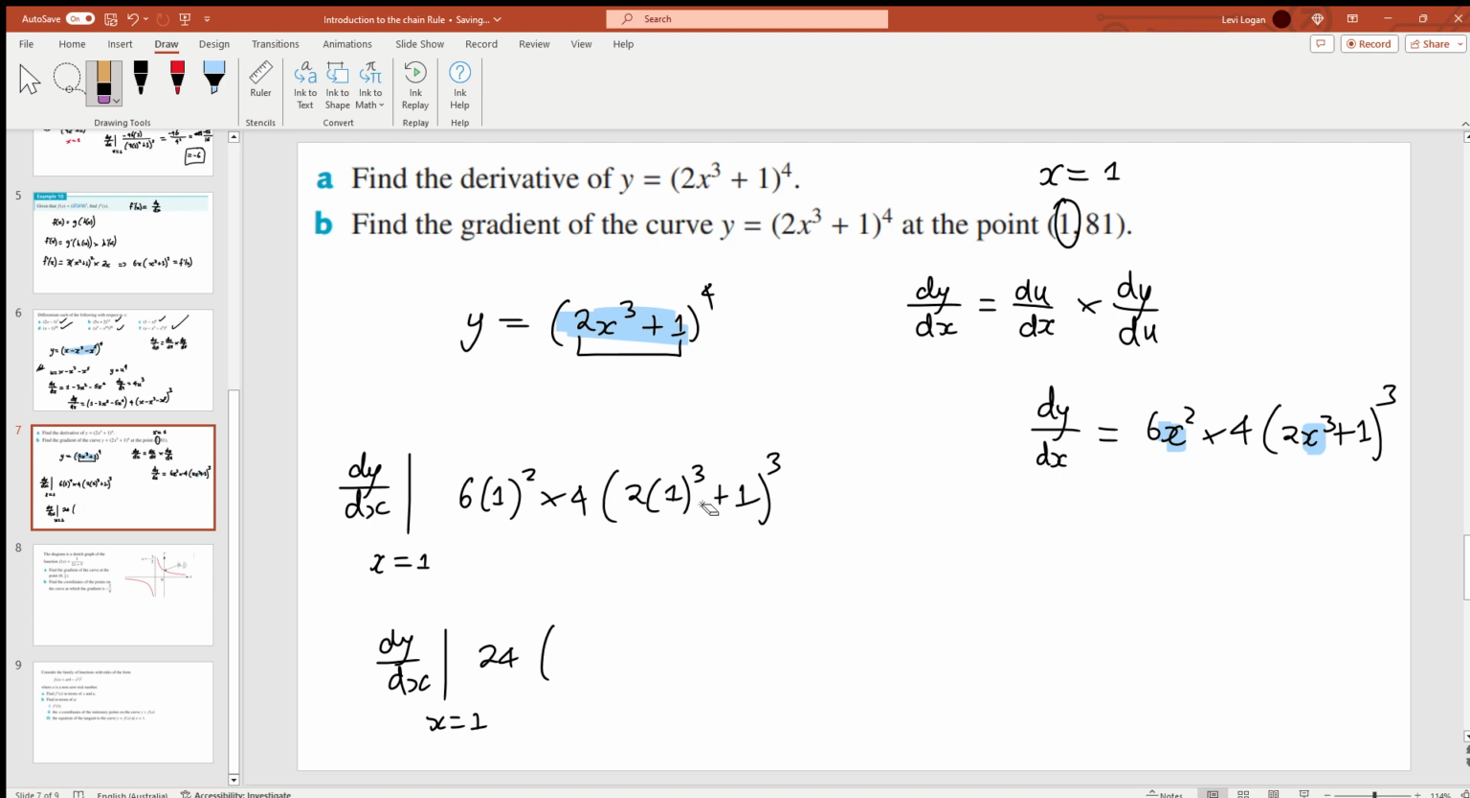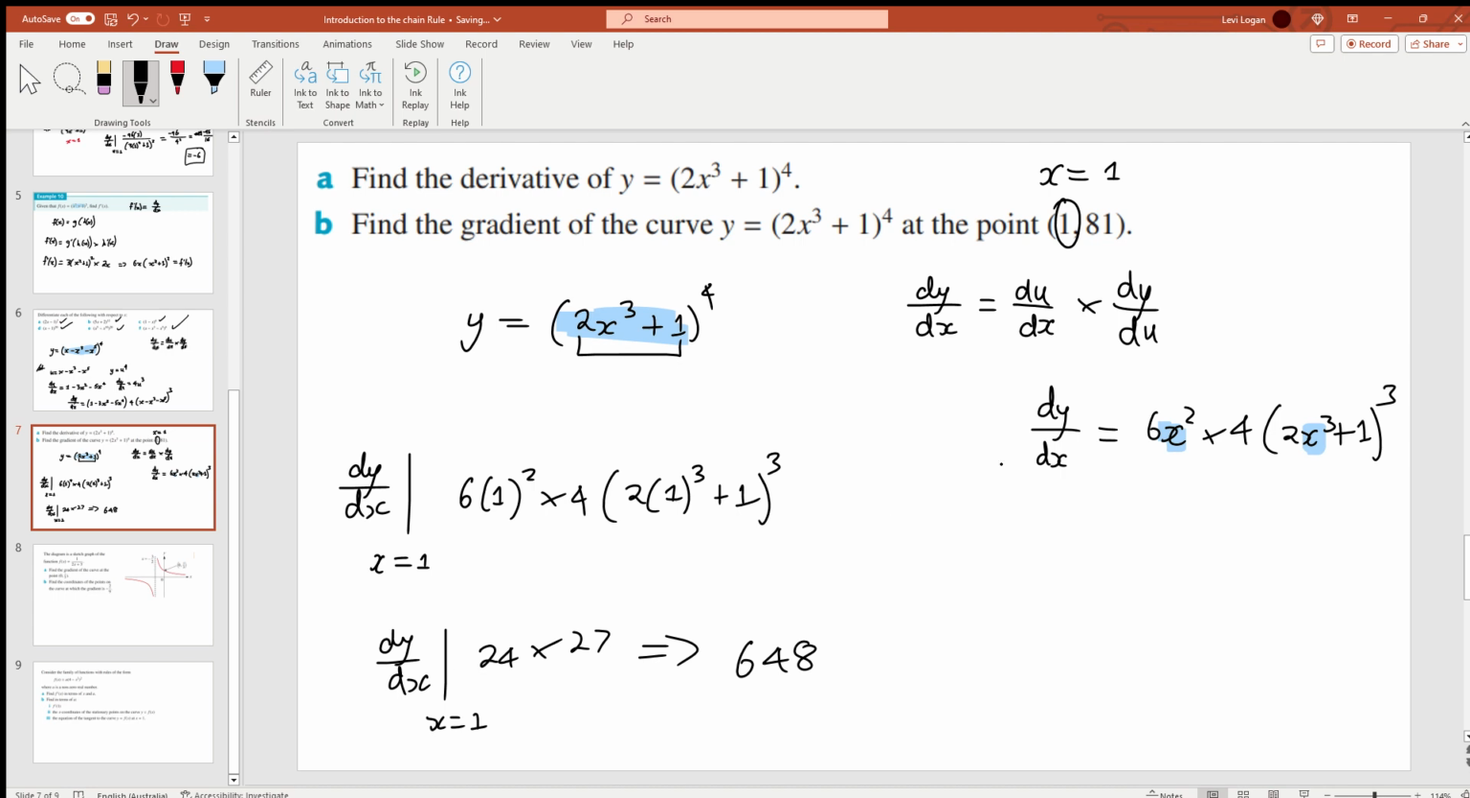That's going to be 3 squared, which is 27, times by 27, so 24 times by 27 gives you 684, okay?